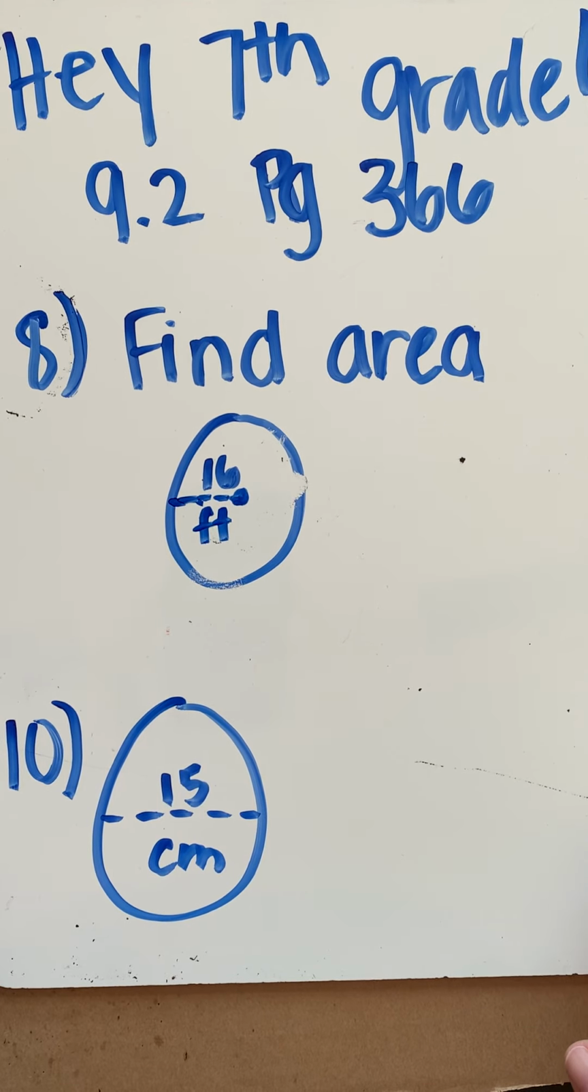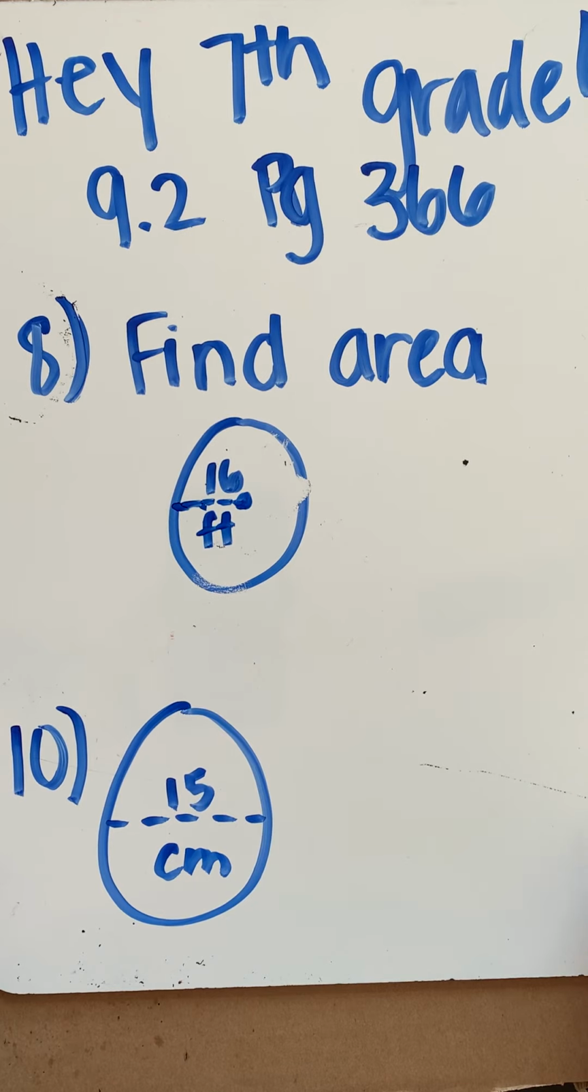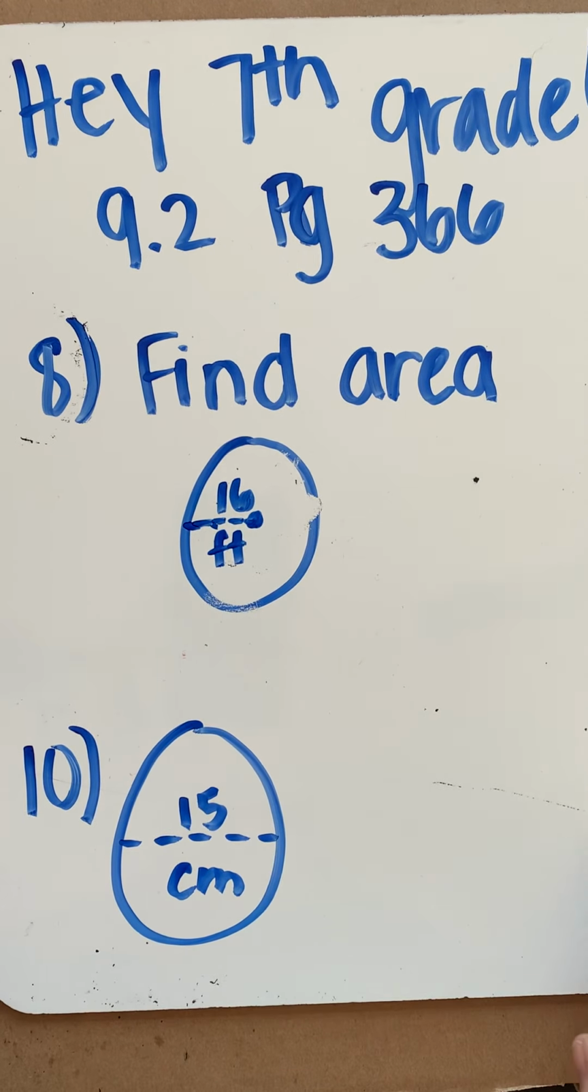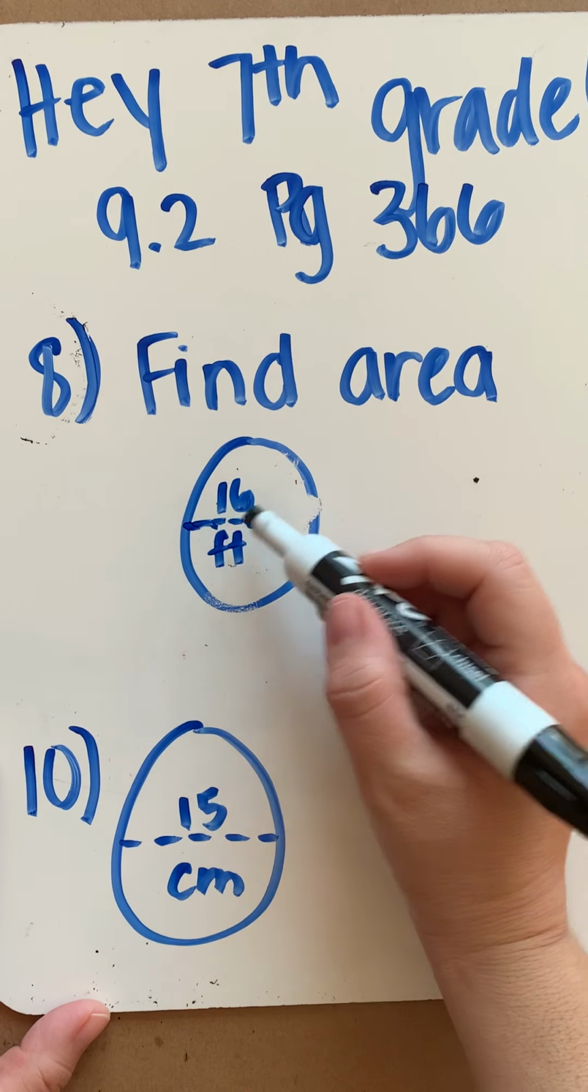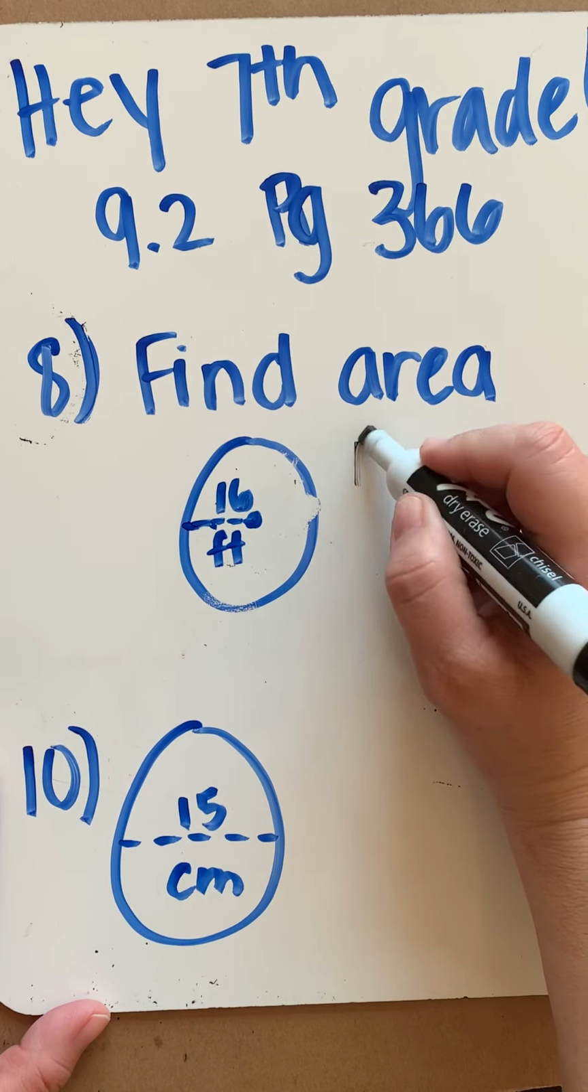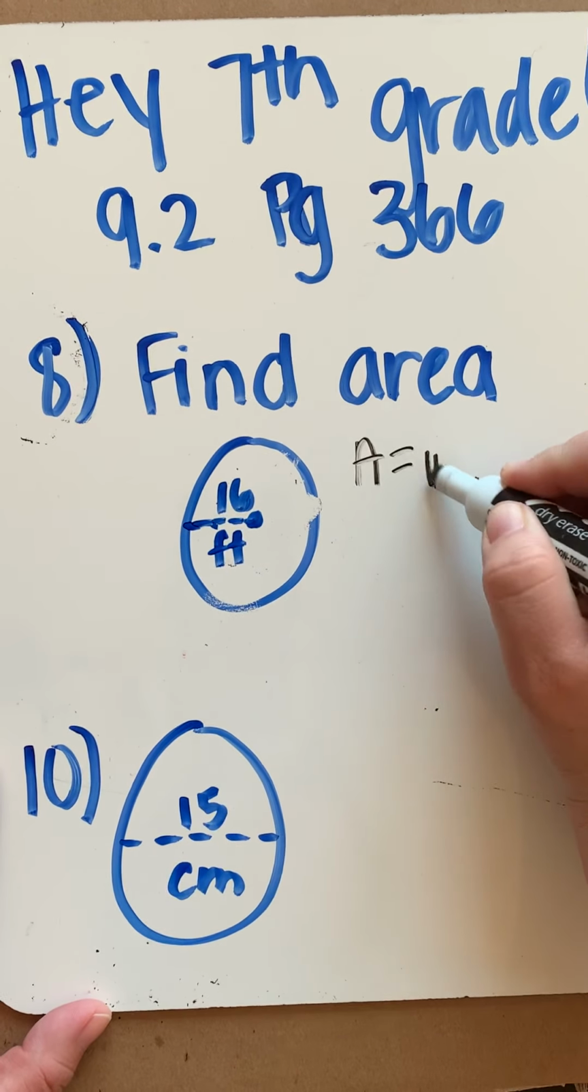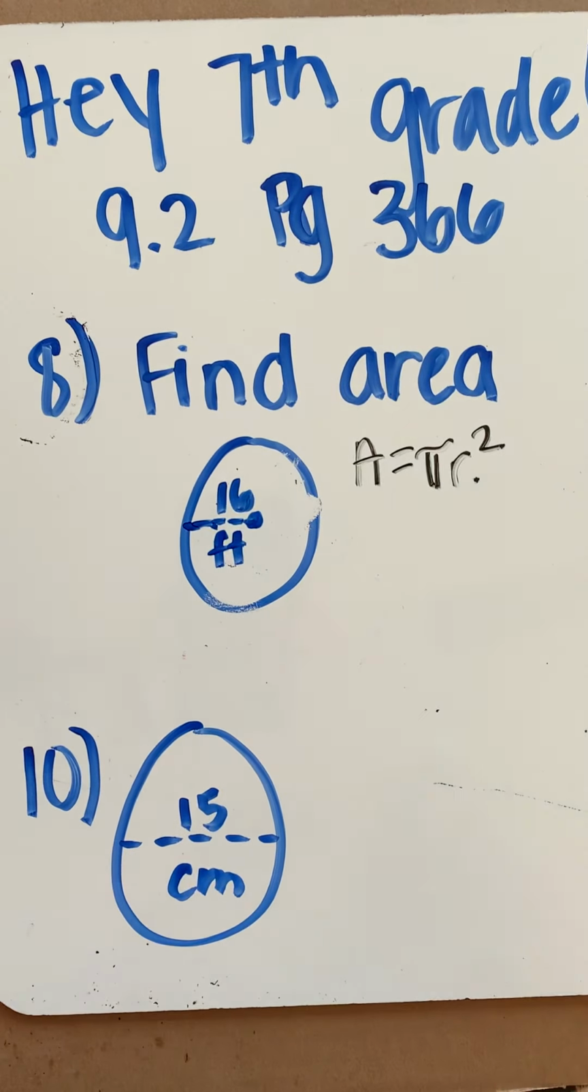Okay, so I want to look at number 8. This is on page 366, so this corresponds with 9.2 where we're finding area. We have a circle, from the book, with a radius of 16. If you recall, area equals pi r squared. You always have to have the radius for area. You can't use diameter. So we're just going to plug and chug.